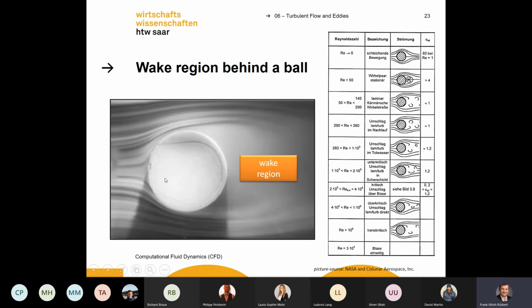Here again is a visualization of this wake region, for different Reynolds numbers. If we are at Reynolds 0, we have a laminar flow, no problem. If we are at Reynolds smaller than 50, we get this first wake region, but it's already laminar. You can describe it as laminar. And if we raise the Reynolds number, the fluid flow gets more and more turbulent in the wake region.